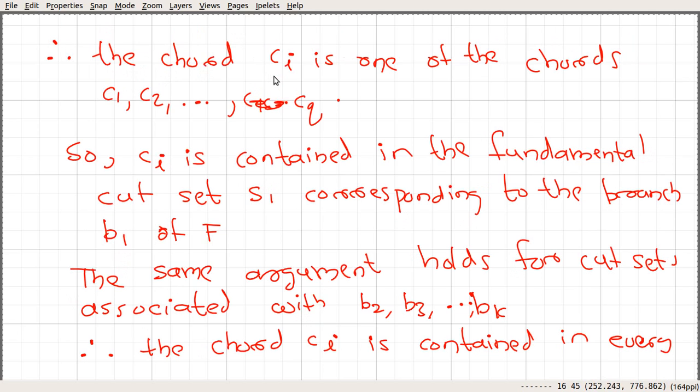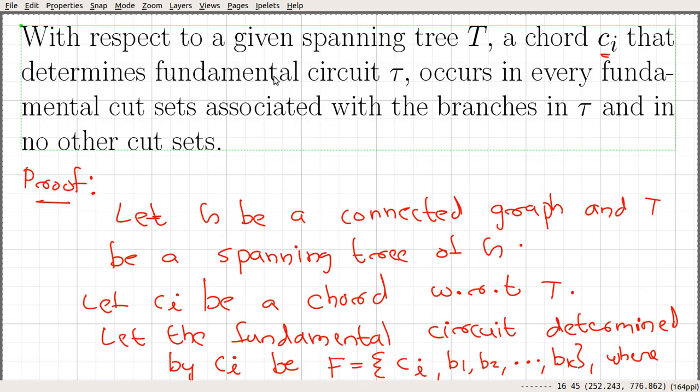Okay, so we proved this part. Ci occurs in a fundamental cut set associated with the branches in this tau. So Ci will occur in the fundamental cut set associated with B1, B2, B3 up to Bk. We proved it for B1, and the same argument holds for the others. Now we have to prove that this Ci does not appear in any other cut set.